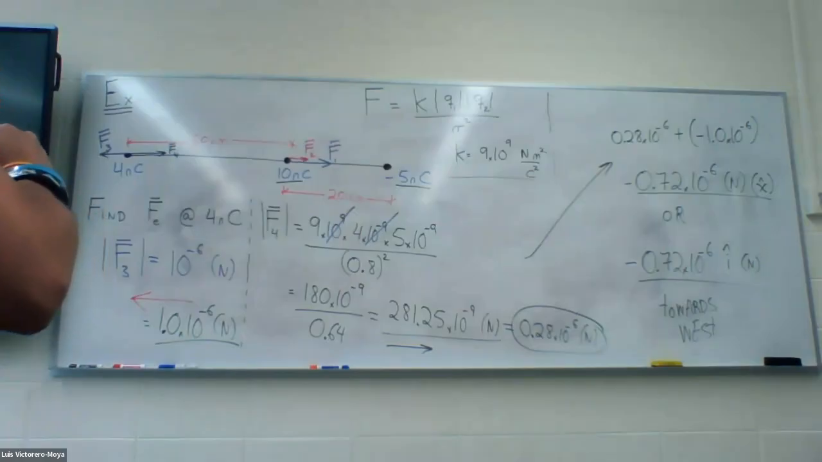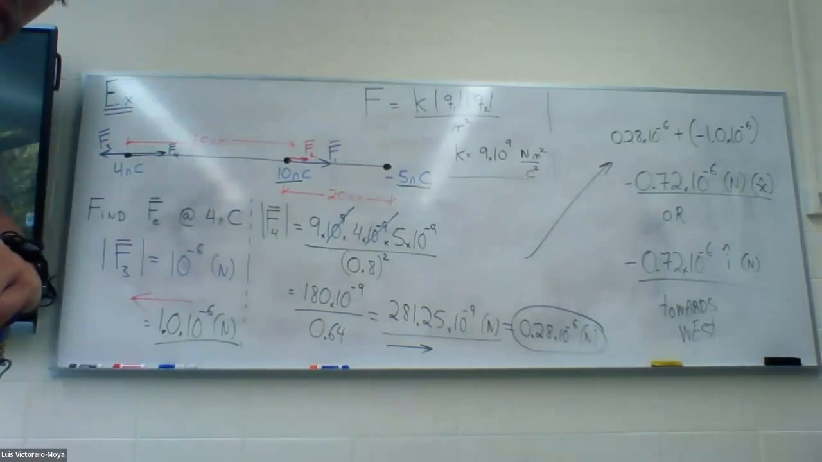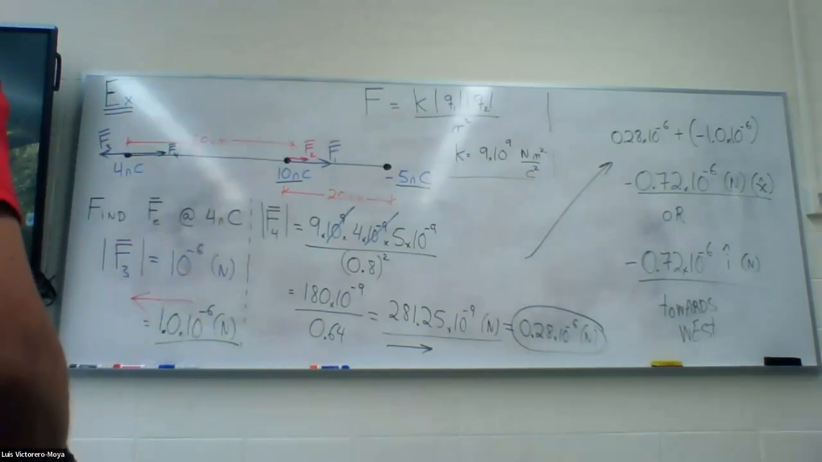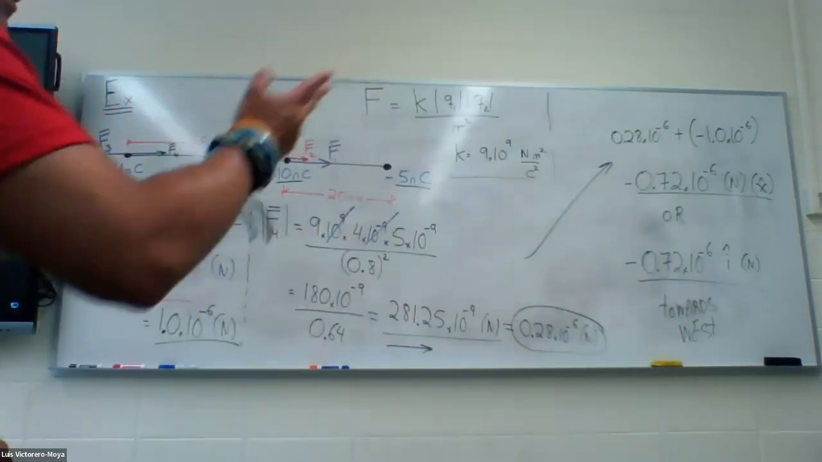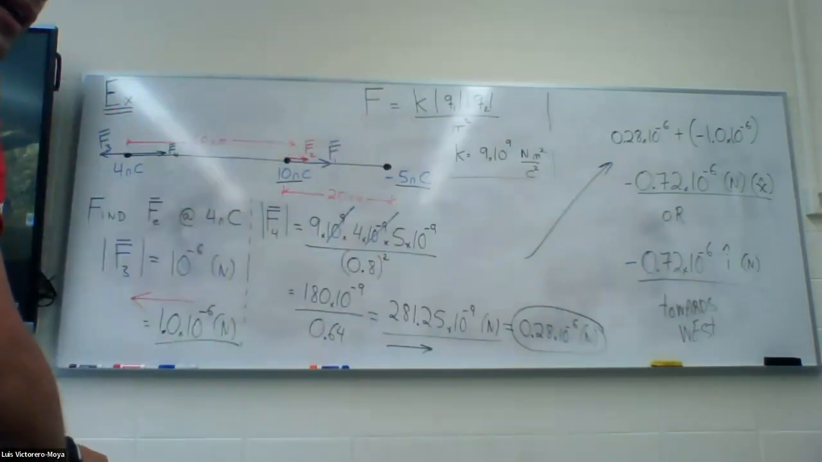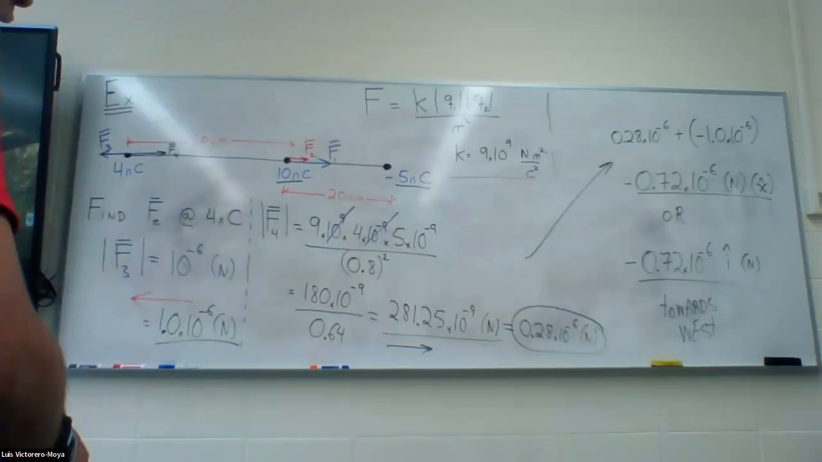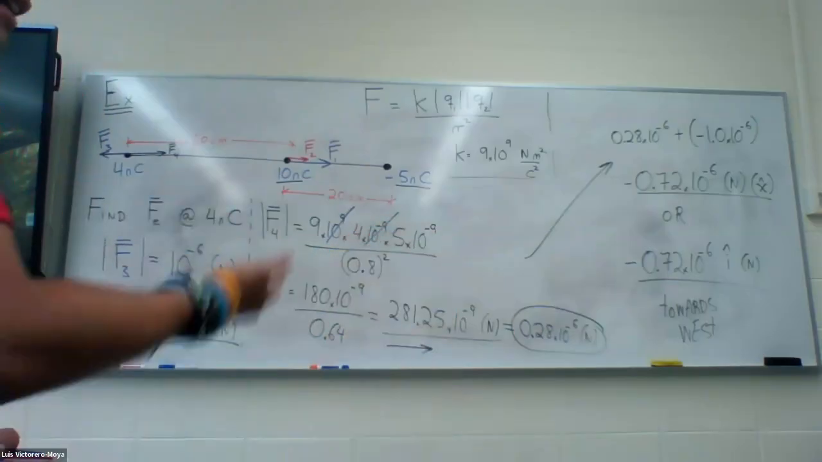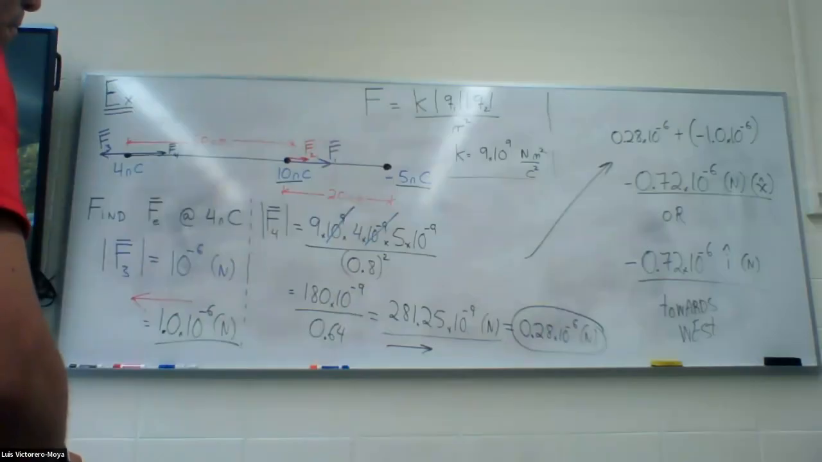Any questions about this? That's an important concept. That's basically what you're going to have to do at the beginning. The main difference between the examples here and the WebAssign are the numbers. So be careful with the numbers they give you. They're going to give you the same sort of units in terms of centimeters, micro or nano coulombs, all right?